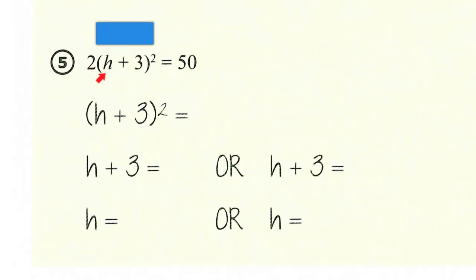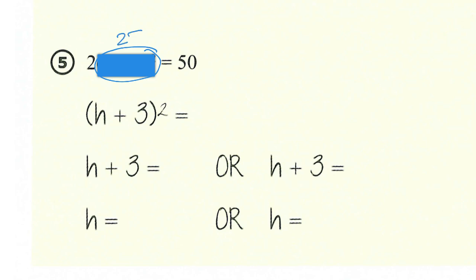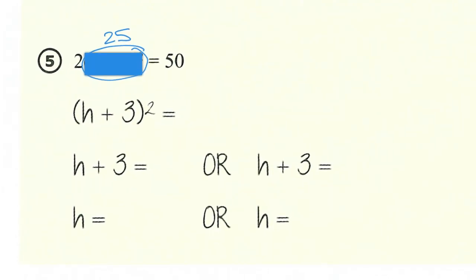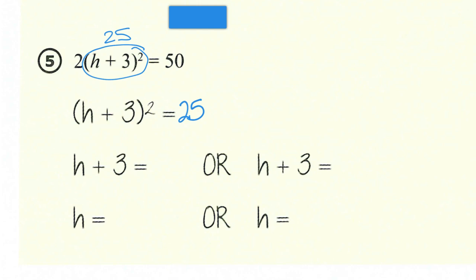In number 5, we have 2 times all of this gets us 50. So first I'm wondering, 2 times what gets me 50? So I'm going to cover up that, and I realize that all of this right here needs to be equal to 25, because 2 times 25 is 50. So that part right there, h plus 3 squared, that all needs to equal 25.